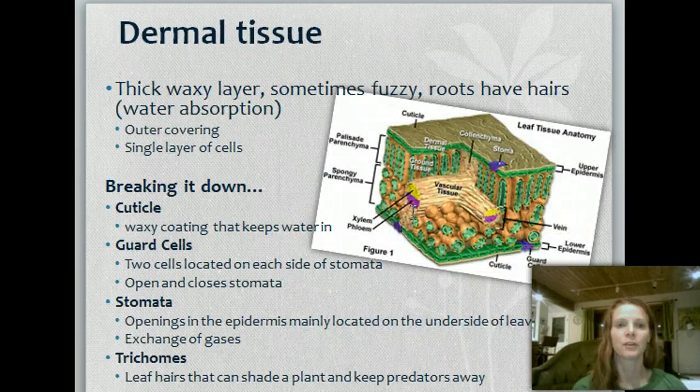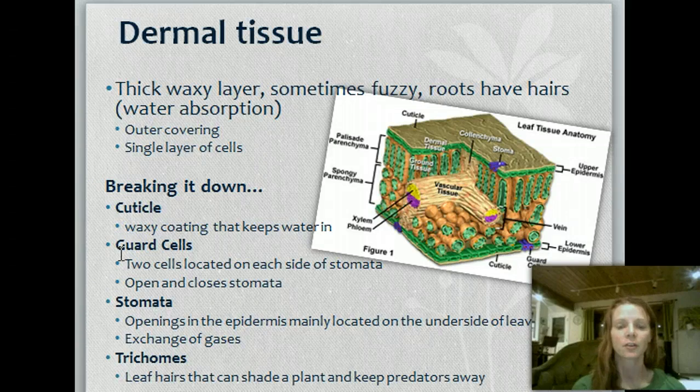Let's talk about the dermal tissue. It's that thick, waxy layer again that I told you about. Sometimes it's fuzzy. You'll notice that some leaves have this fuzziness to it. And then roots that have hairs, that's actually for water absorption. It's the outer covering, and it's a single layer of cells, so it's a very thin layer of tissue. When we break it down, we have the cuticle, which is that waxy coating that keeps water in. It's that waterproof barrier.